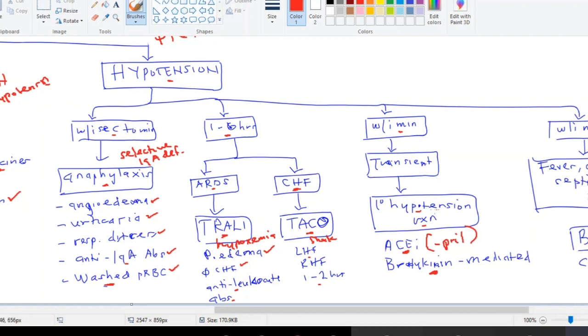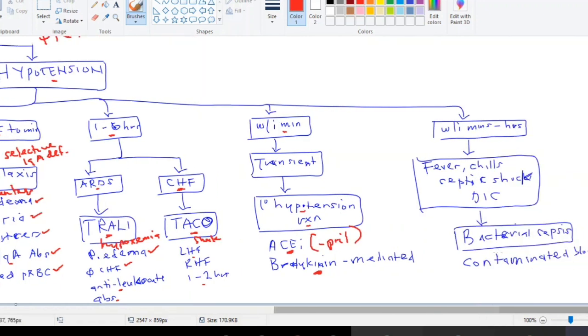They're hypotensive, but you rule out every other thing. They don't have TRALI, you don't have TACO, you don't have a full anaphylactic reaction, just bradykinin mediated hypotension. Maybe you might see angioedema, but there'll be no pruritus and those kinds of things. With anaphylaxis we're going to see pruritus, itching of the skin, histamine mediated. So you're going to be thinking transient primary hypotension reaction in a patient on ACE inhibitors.